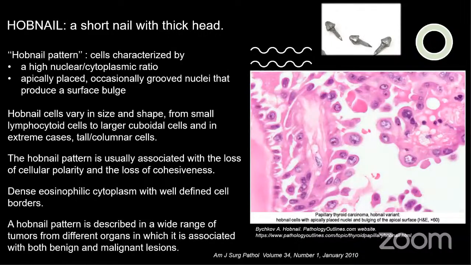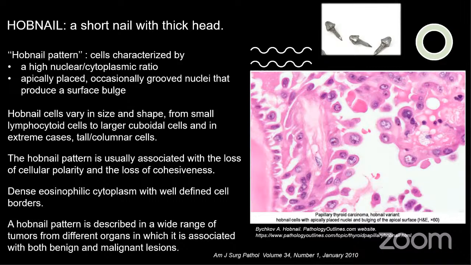So this hobnail pattern signifies a cell which has a high nuclear cytoplasmic ratio, which means the nucleus is enlarged. This nucleus is apically placed, occasionally maybe grooved, and because it is apically placed, it can produce a surface bulge. Now, hobnail cells can vary in size. They can be small or they can be larger, and it is usually associated with loss of cellular polarity.